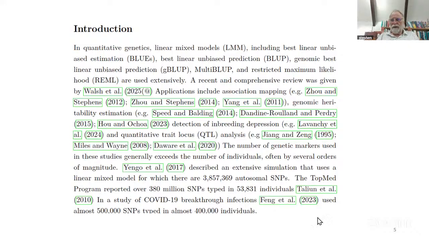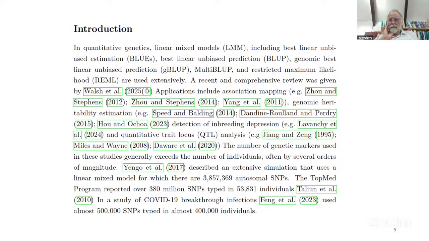So there are all sorts of techniques that have been used, such as G-BLUP and multi-BLUP, and REML is used quite frequently. They're used in a wide range of things in genetics: association mapping, genomic heritability estimation, detection of inbreeding depression, and quantitative trait analysis, to give some examples.